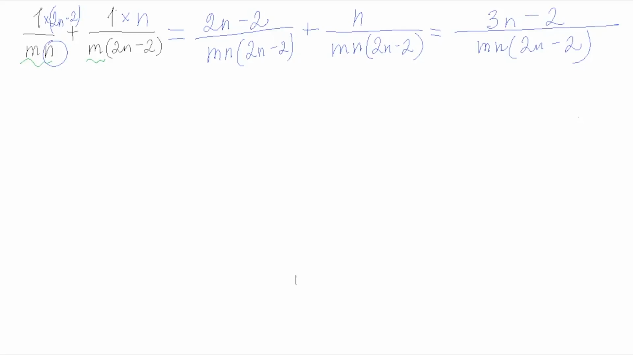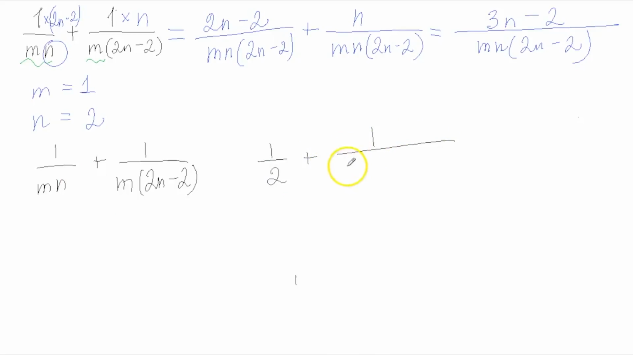To check whether you are correct, let's choose some two easy numbers. Let's say m equals 1 and n equals 2. So in that case, the first expression, 1 over mn plus 1 over m(2n minus 2), if we put 1 for m and 2 for n, it's going to be 1/2 plus 1 divided by 4 minus 2, that's going to be 2. So 1/2 plus 1/2 is 1.